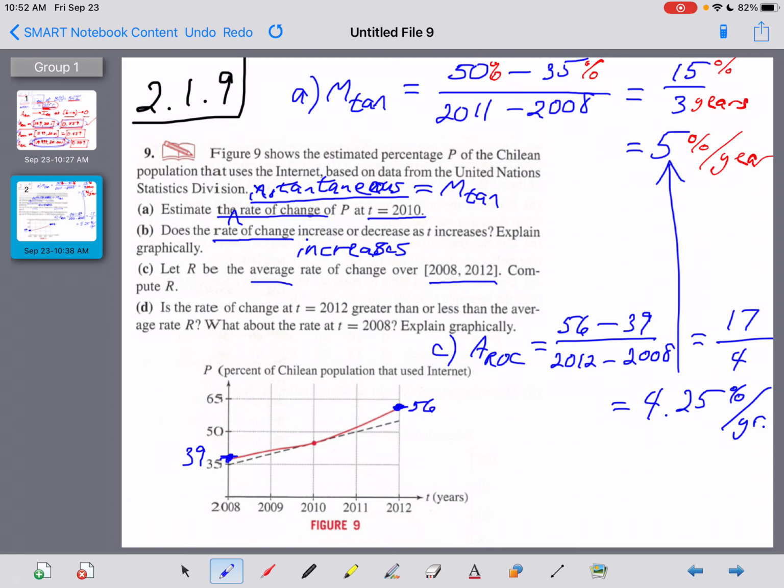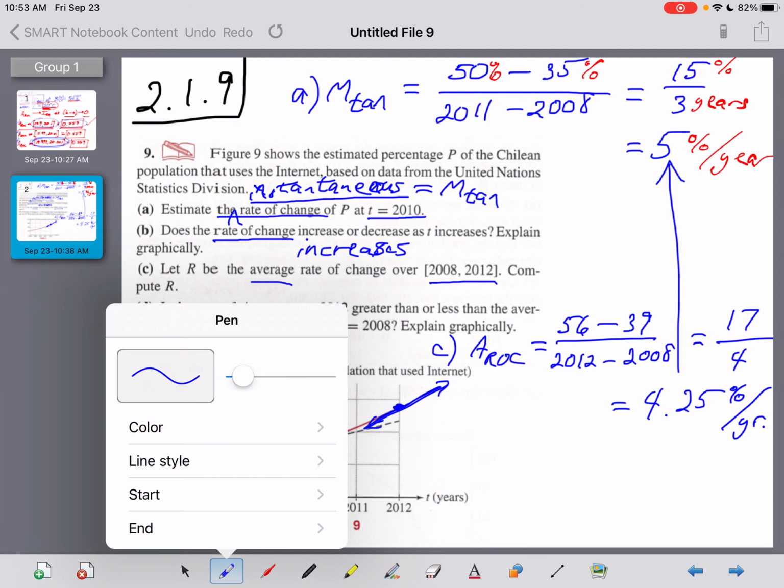Okay, and then the last part of this question, part D, is the rate of change. Now again, it just says rate of change, so we're going to use that as an instantaneous rate of change, guys, at 2012, and we would model that with the slope of your tangent line right here at that point. Is that rate of change greater than or less than the average rate of change? Ooh, now that's what we just came up with in part C, so I shouldn't have erased that.